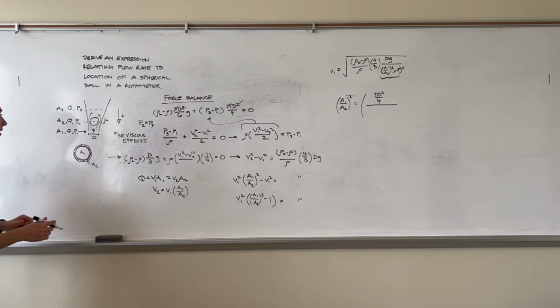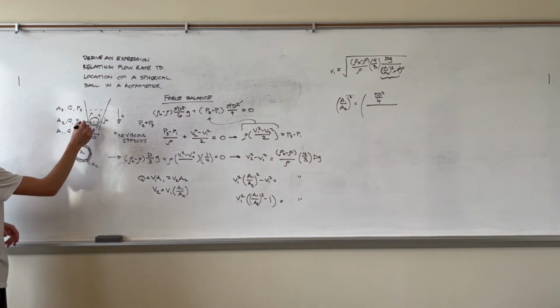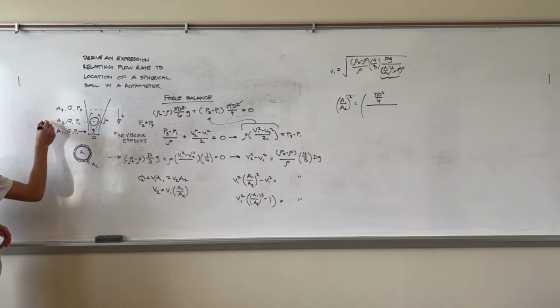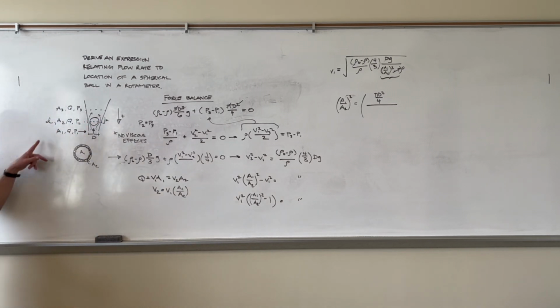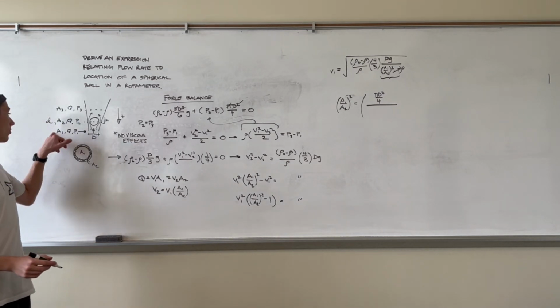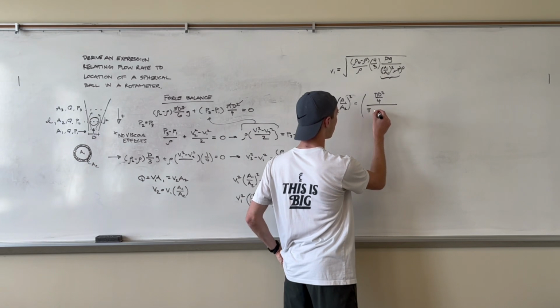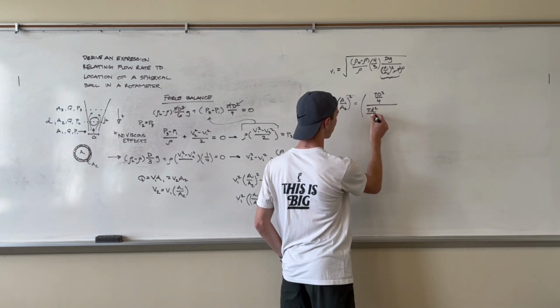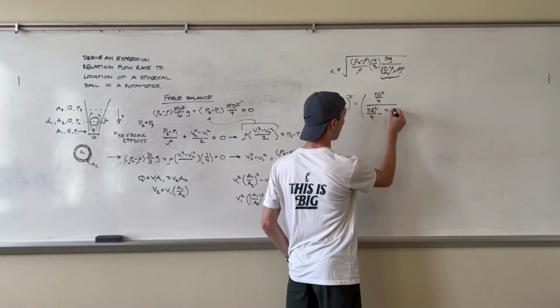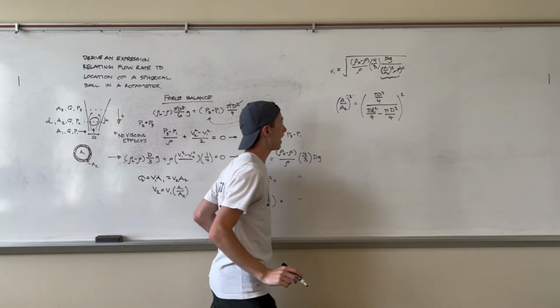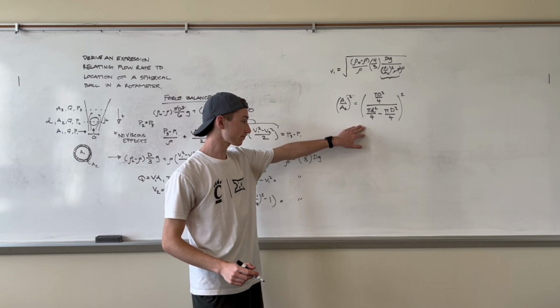What we'll do here is we'll call the diameter of the tube little d, like a little cursive d there. Okay, and that's what we'll use to do this. So here, it's going to look like this. It's going to be pi little d squared over 4 minus pi big D squared over 4. And that whole thing is squared. So that is A1 over A2 squared.